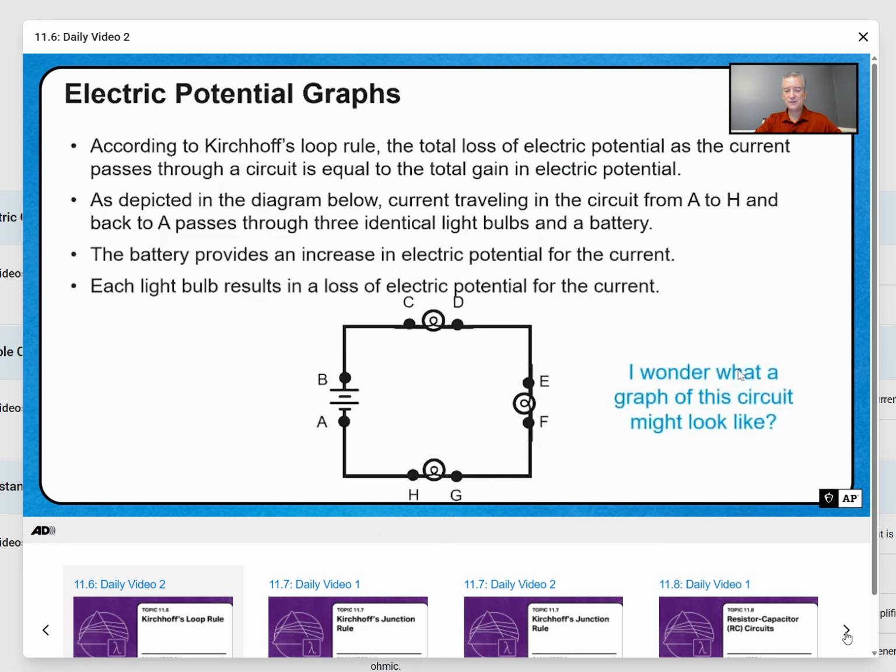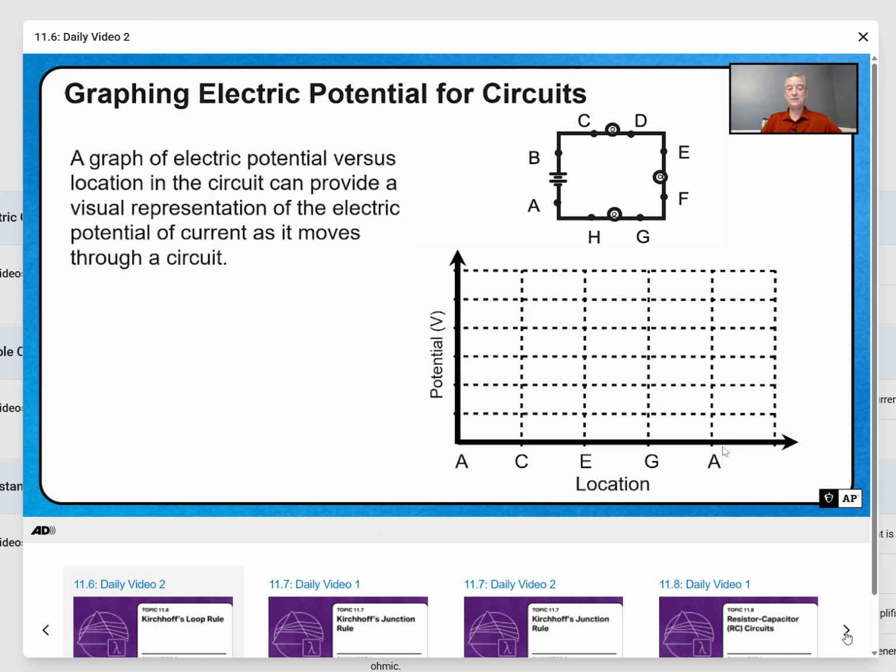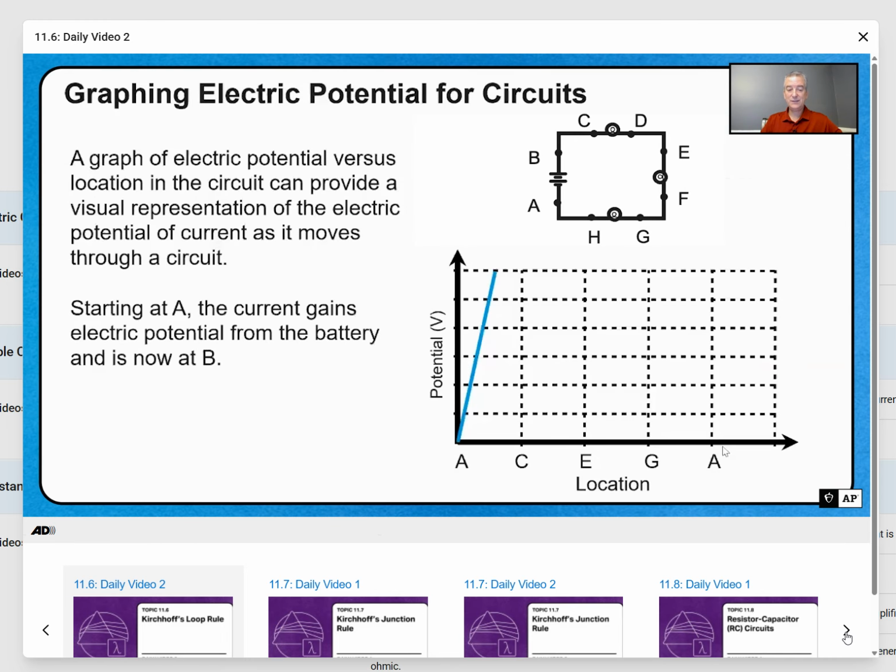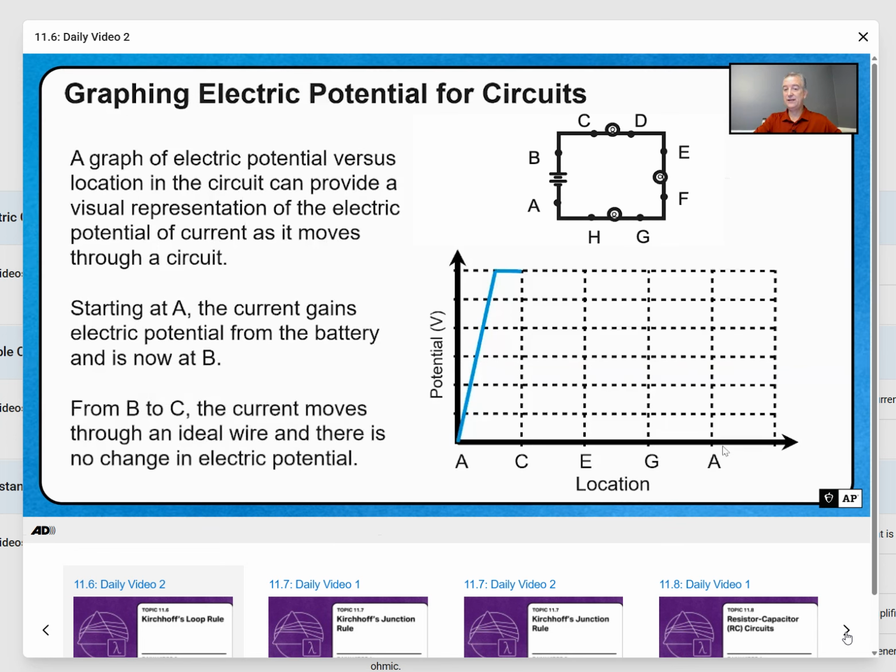I wonder what a graph of this might actually look like. A graph of electric potential versus location in the circuit can provide a visual representation of the electric potential of current as it moves through the circuit. Starting at A, the current gains electric potential from the battery and is now at B. From B to C, the current moves through an ideal wire and there is no change in electric potential.